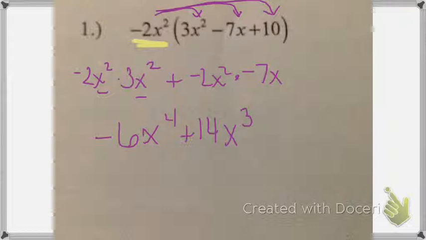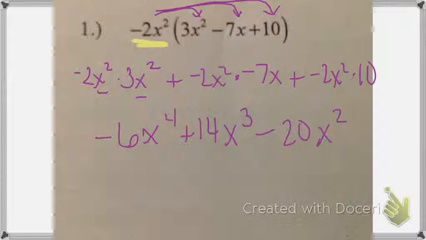The last term that negative 2x squared has to be multiplied to is 10. So we're going to multiply that by 10. What do we get when you multiply negative 2x squared times positive 10? Negative 20 what? X squared.